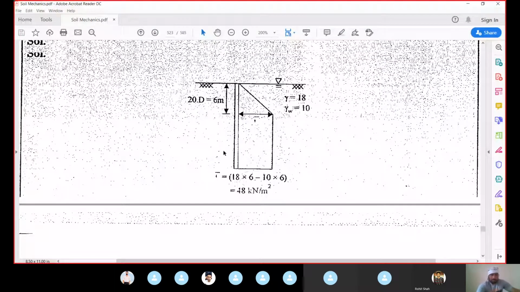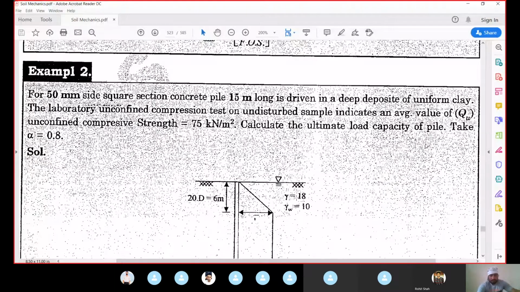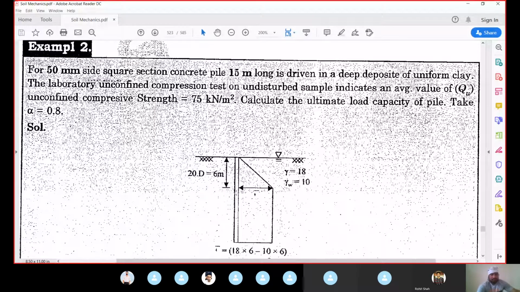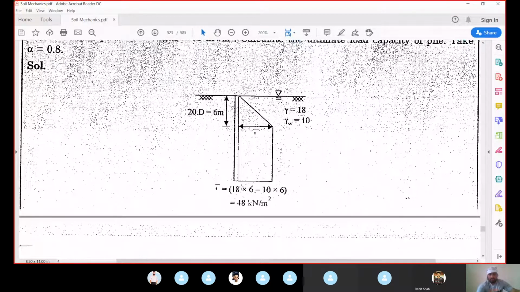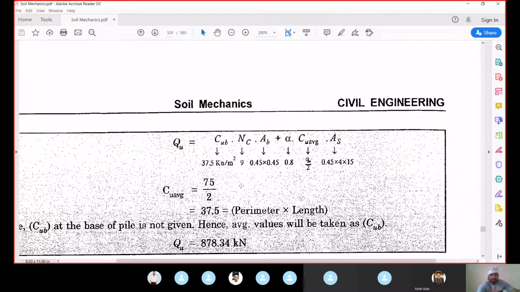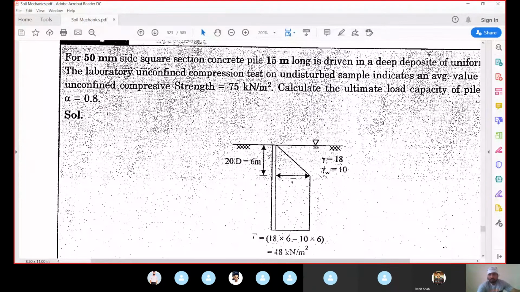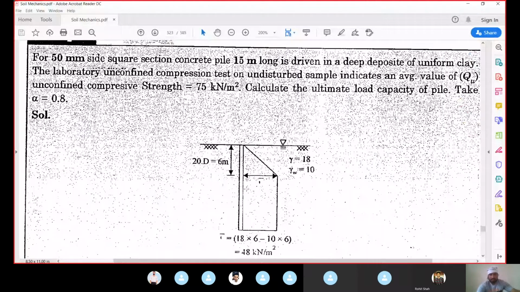Okay, so what have they done? Gamma is equal to 18 and gamma water is equal to 10. There is no diameter in this square section concrete pile. It is driven in a deposit of uniform clay. Okay, so gamma is equal to 18 is given, gamma water is given.